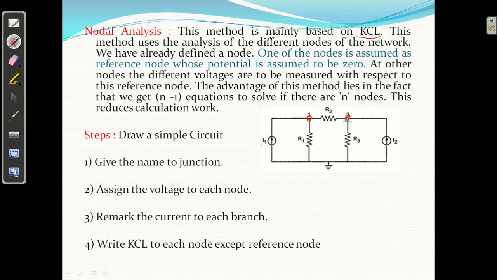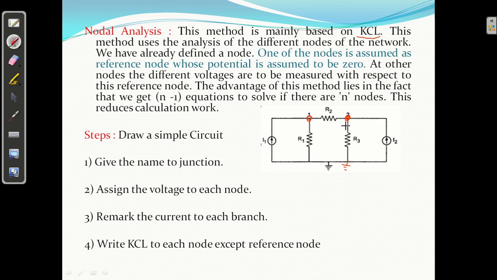With the help of this method we will find the node voltages, and accordingly we can find the current through any branch. So in this network, how many nodes are there? 1, 2, and this is 3, that is connected to ground. These are the 3 nodes. With the help of this method, we can find the current through any branch, or the voltage of any node.